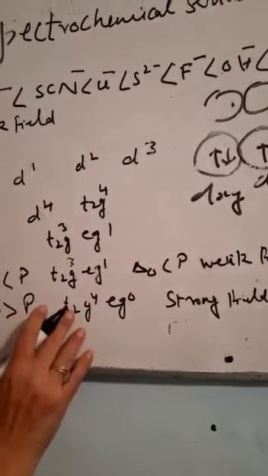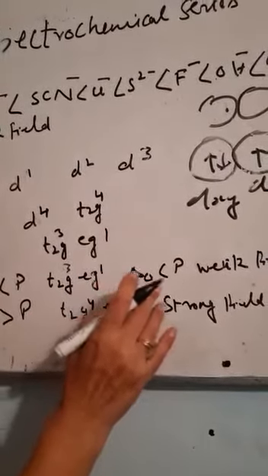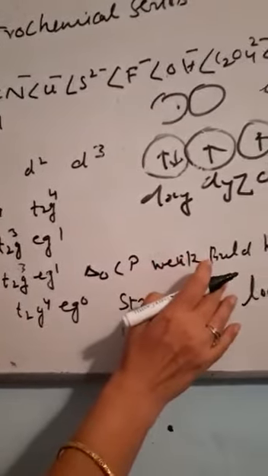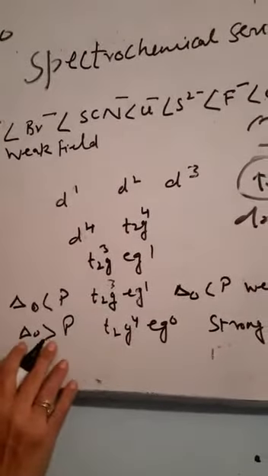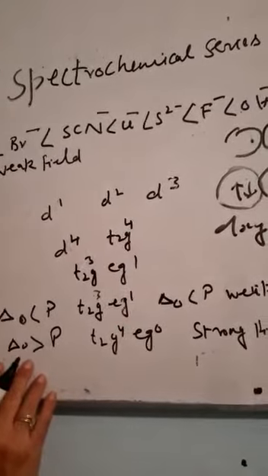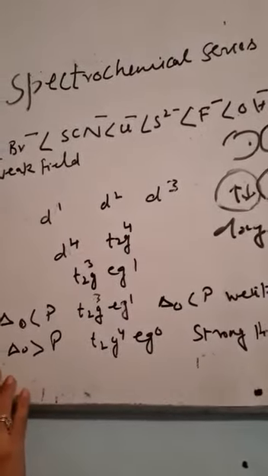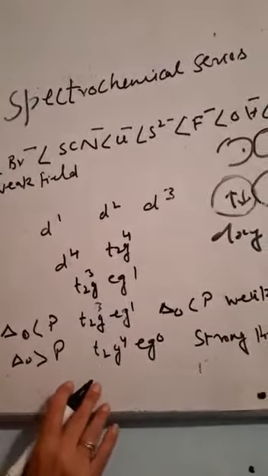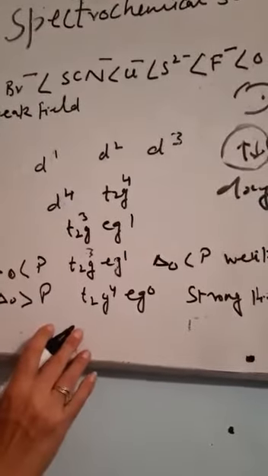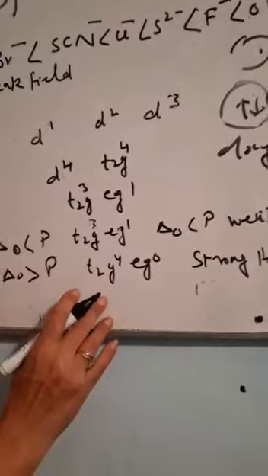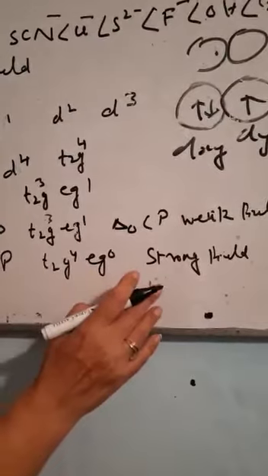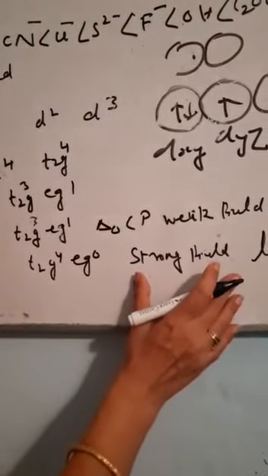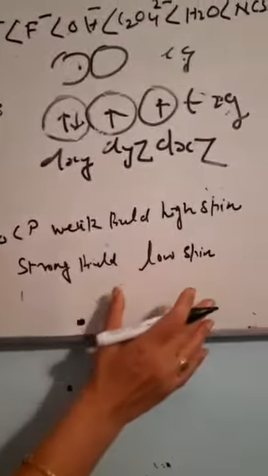There will be no pairing and the field produced is known as weak field, and there will be high spin. The second option is, if delta octahedral is greater than P, in that case pairing of electrons will take place and we will write the configuration t2g4 eg0. These ligands will produce a strong field and they are known as low spin.